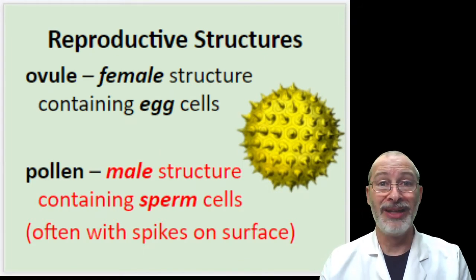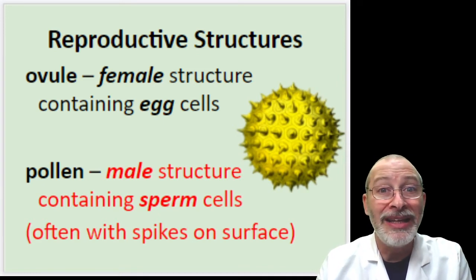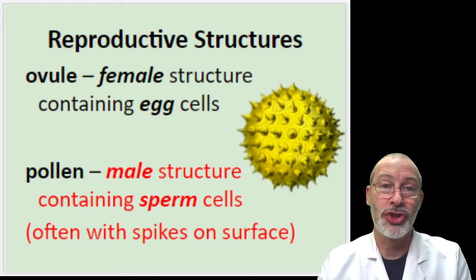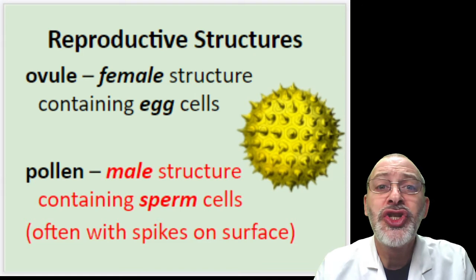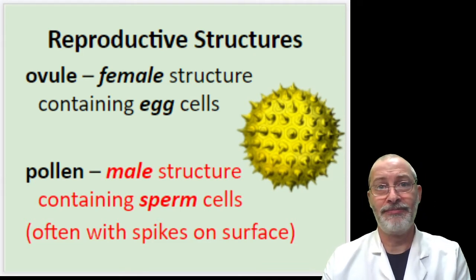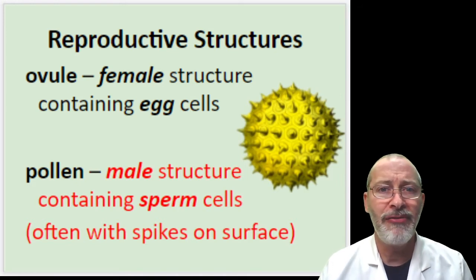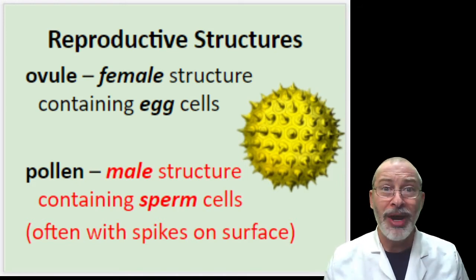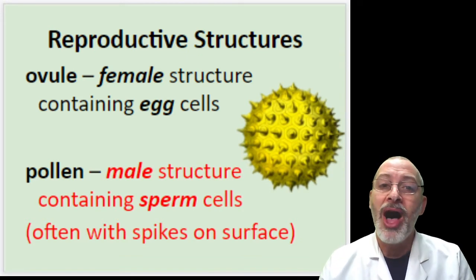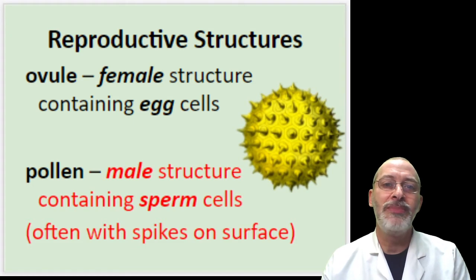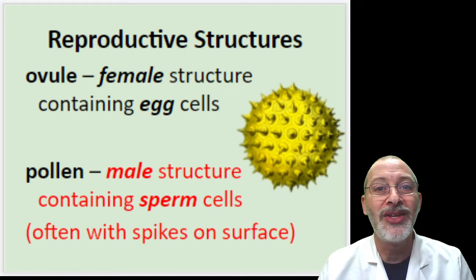So what is pollen in the first place? Well, as you can see, pollen is the male structure of a plant which contains sperm cells. Sperm cells. Now, notice what's written in parentheses, and you should never ignore what's written in parentheses in your notes. Write it down as well as you are looking at the diagram. You see, pollen oftentimes will have a structure containing spikes on its surface.